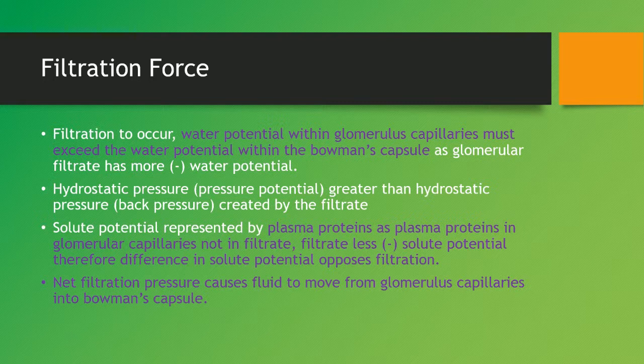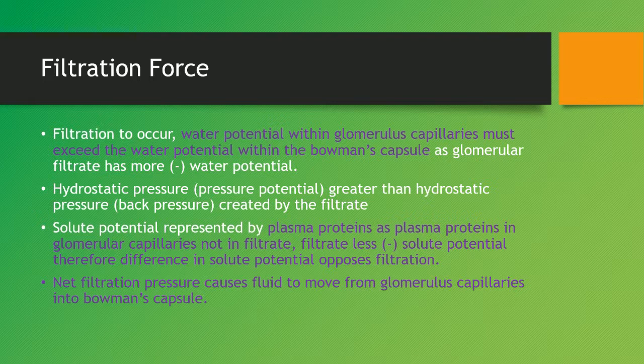This hydrostatic pressure or pressure potential is greater than the back pressure created by the filtrate. That's a wee bit confusing, so you don't really need to know a lot about it. Now, solute potential is represented by plasma proteins in the glomerular capillaries, but not in the filtrate, because these plasma proteins don't filter through. Because of this, your filtrate will have a less negative solute potential, and therefore there'll be a difference in solute potential which opposes filtration.